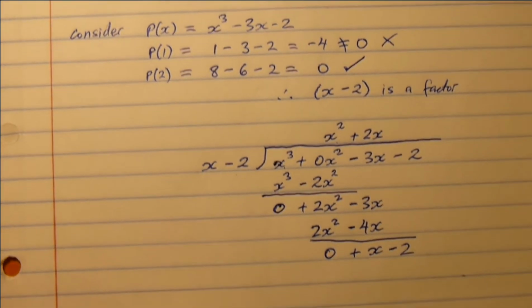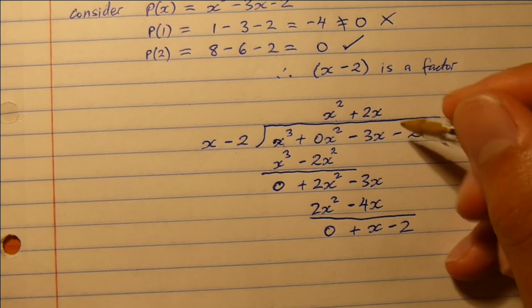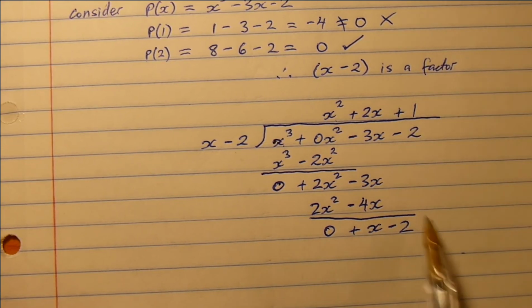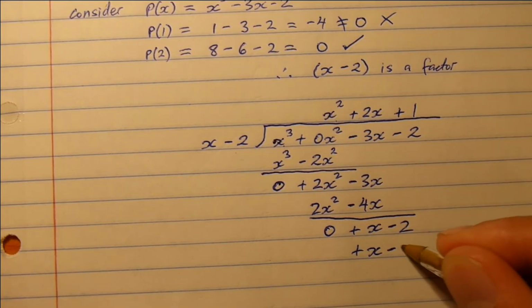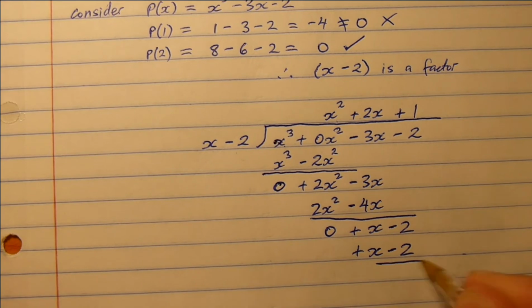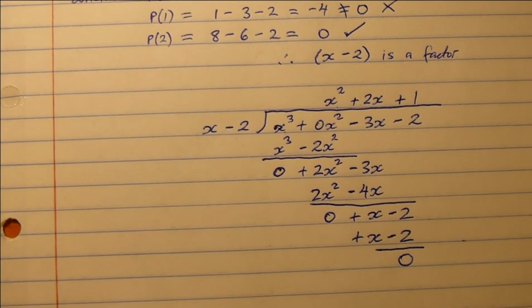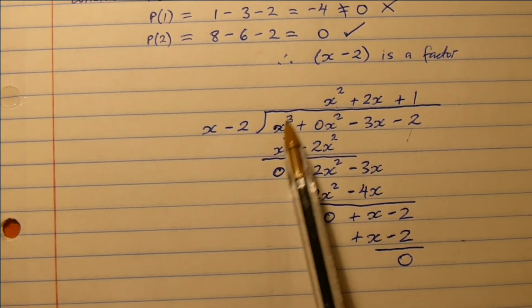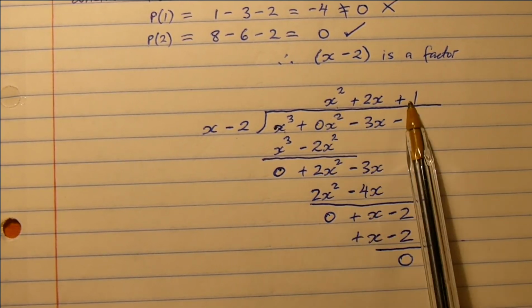Okay, process starts again. It gets a bit repetitive. X into x goes once, one time. 1 times x gives me x. 1 times negative 2 is negative 2. And yay, what do you know? There is no remainder. So this factor went perfectly into my cubic polynomial and results in this quadratic factor.